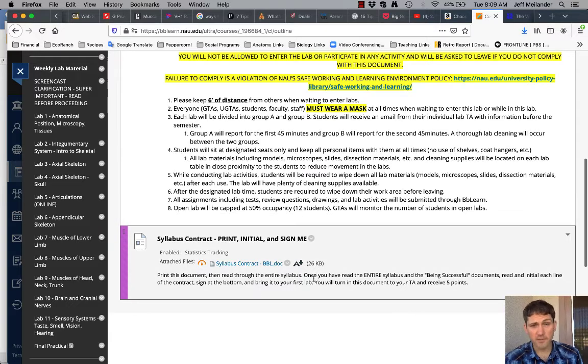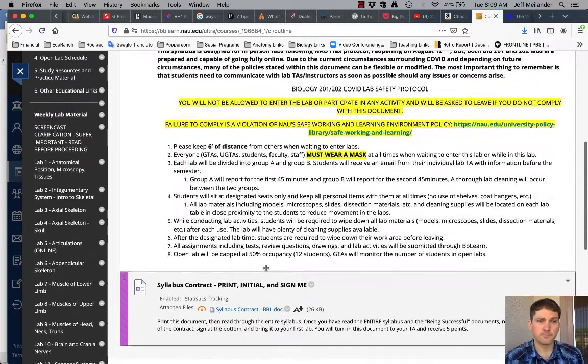The syllabus contract: after they read the syllabus, they're going to print out this contract, initial each line, and turn it in to you, and you're going to give them 5 points for submitting this.